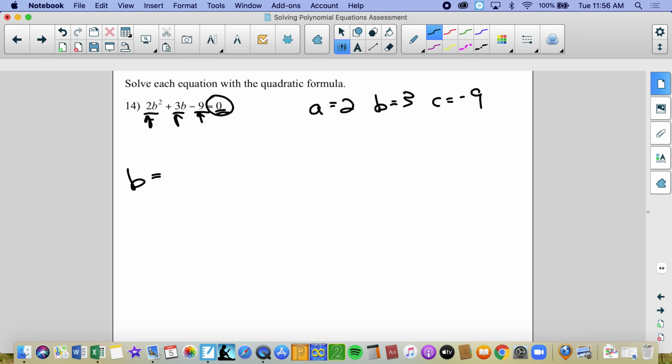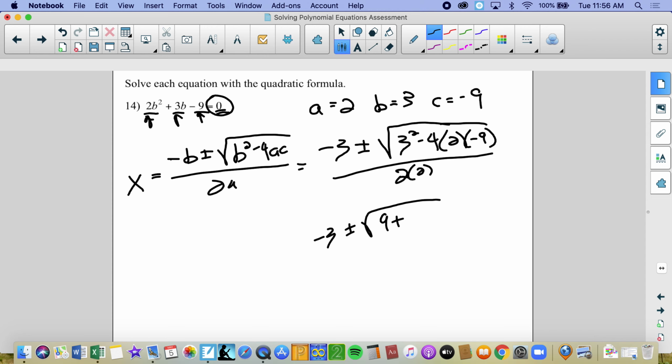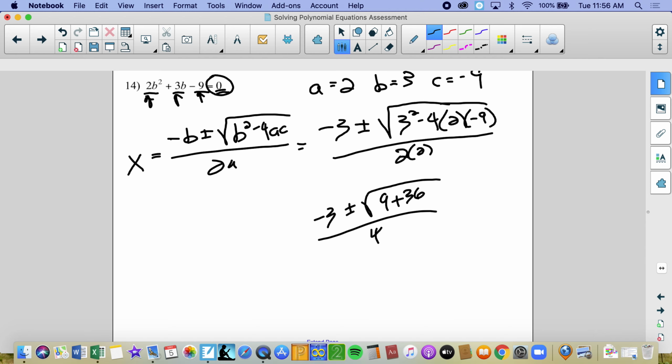So using the formula, x equals the opposite of b plus or minus square root of b squared minus 4ac all over 2a. So the opposite of b plus or minus square root of b squared minus 4 times a times c all over 2 times a. That gives us minus 3 plus or minus 9 plus 36 over 4.